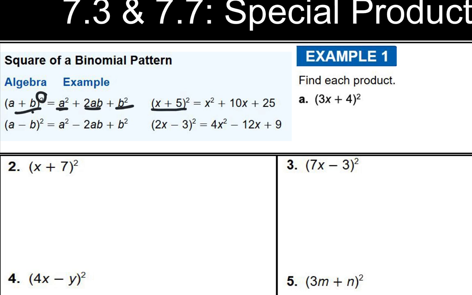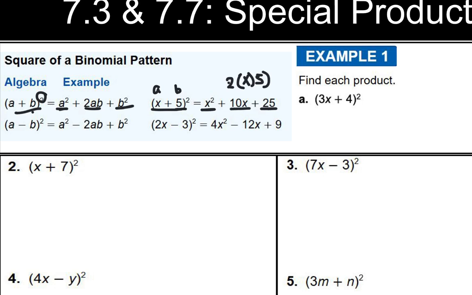So you've got x plus 5. This is a and this is b. So first you're going to square your first term, x squared, and then we're going to square the 5. And in the middle, it's 2 times x times 5. Well, 2 times 5 is 10, times x would be 10x.